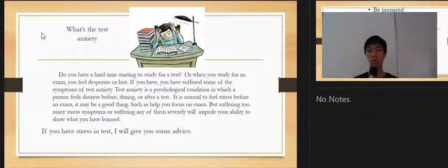It is normal to feel stressed before an exam. It may even be a good thing, such as helping you focus on the exam, but suffering too many stress symptoms, or suffering any of them severely, will impede your ability to show what you have learned. If you have stress in tests, I will give you some advice.